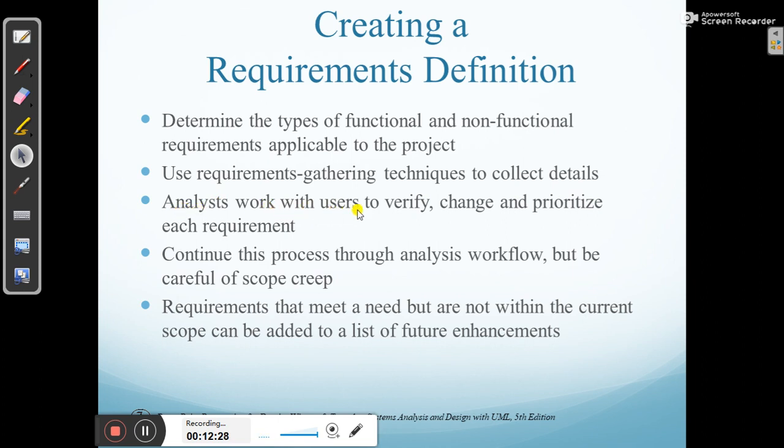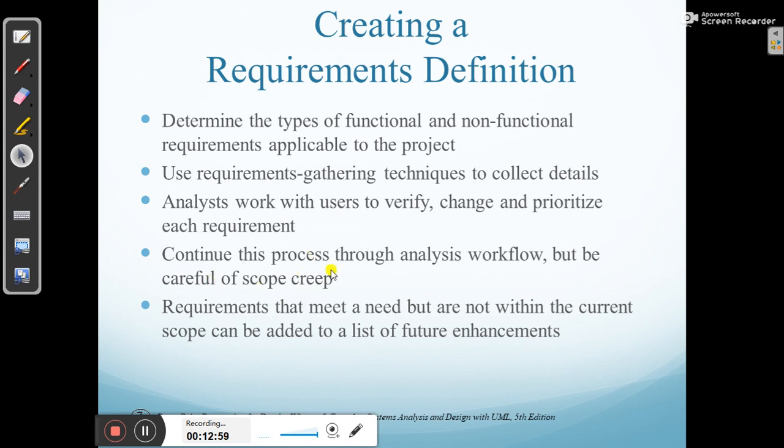Analyze and work with users. Here system analysts work with users to verify. We have mentioned that term verify in the previous video, regarding how we use those detailed information and how we need to verify them. We need to verify those, and we need to prioritize each requirement. Continue this process through analysis of workflow, but be careful of scope creep.